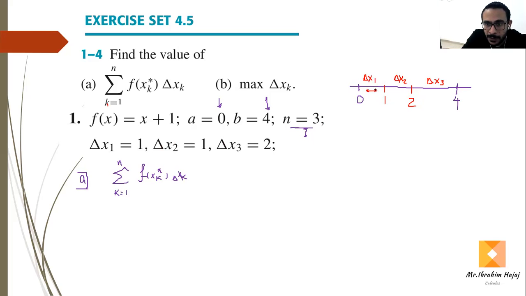Delta x1 means the width between each point. How did we get the 1 and the 2? The 0, 1, 2 and 4: it's given that A, the initial point, is 0, and B, the terminal point, is 4, plus n is 3. You have to divide your closed interval from 0 to 4 into 3 sub intervals: 1, 2, 3. It gives you below that delta x1 is 1. It gave you everything, you just substitute.